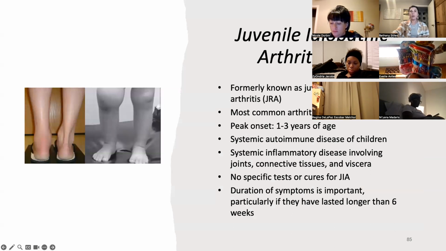Juvenile idiopathic arthritis is the same thing as juvenile rheumatoid arthritis, and it's going to be our most common arthritic condition in childhood. We see it most in our 1 to 3 year olds, and it is a systemic autoimmune disease. So we see it involving our joints, connective tissue, and the viscera. We want to make sure that we know if symptoms are lasting longer than 6 weeks. We don't have any specific tests or cures. We can just treat the symptoms.